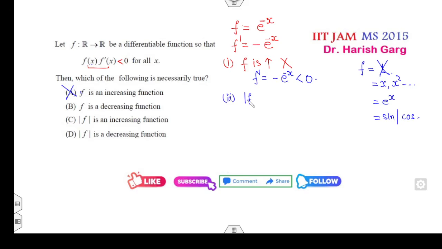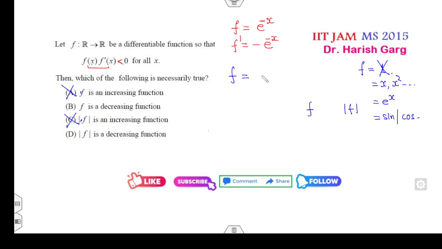What is the mod of f? Mod of f is again e raised to power minus x, and it is not increasing. So the C option is also cancelled. Mod of f is decreasing, which is again not satisfied. Now another example for discarding mod f. Okay, now you can think about the function f and mod f.